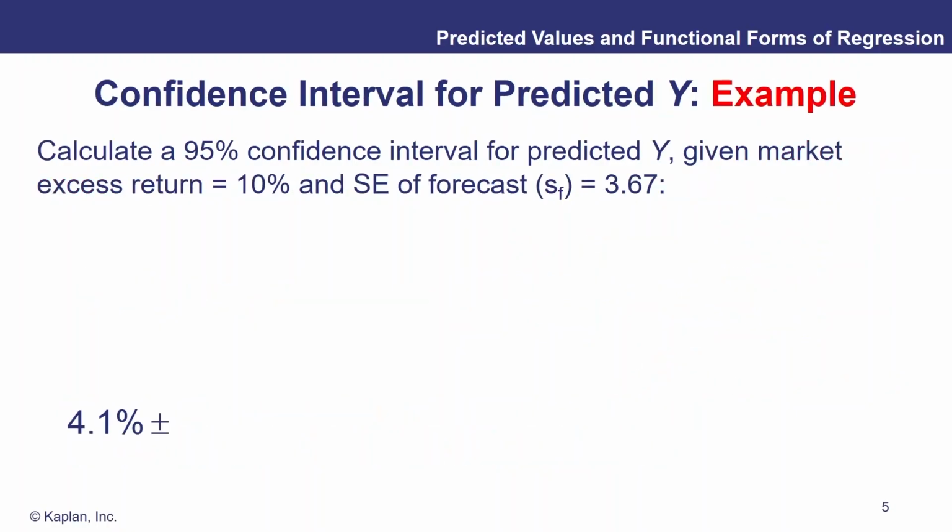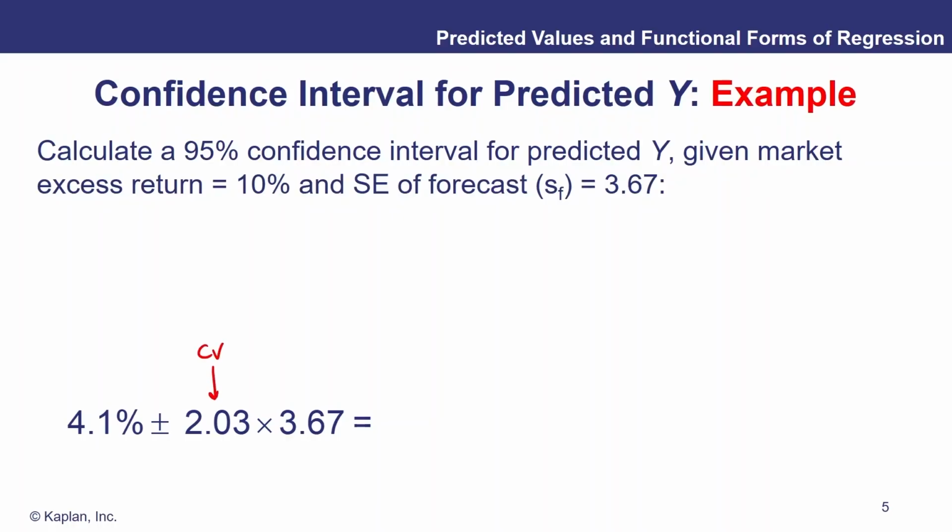Okay, so let's get into an example of this. Calculate a 95% confidence interval for the predicted value of the dependent variable given a market excess return of 10%, so that's our independent value, and a standard error of the forecast of 3.67. Well, we've already calculated our forecast value and we said that that was 4.1%. But what we're now going to do is a critical value times the SEF. So this is our critical value.